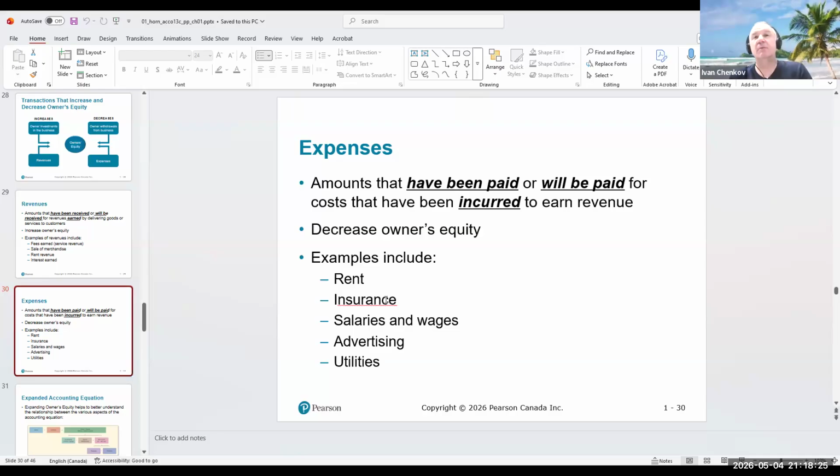Examples of expenses can be rent expense, insurance expense, salary and wages for your employees, advertising expense, utility expense, office expense, interest expense, bank expense, and other expenses, such as legal expenses, which are related to the business. So many expenses.